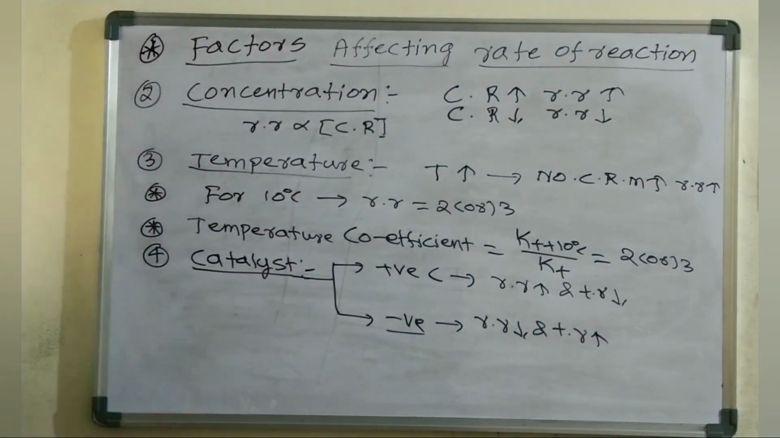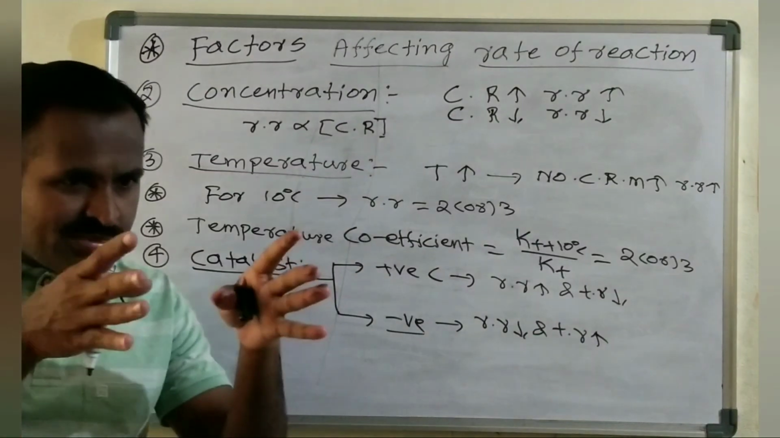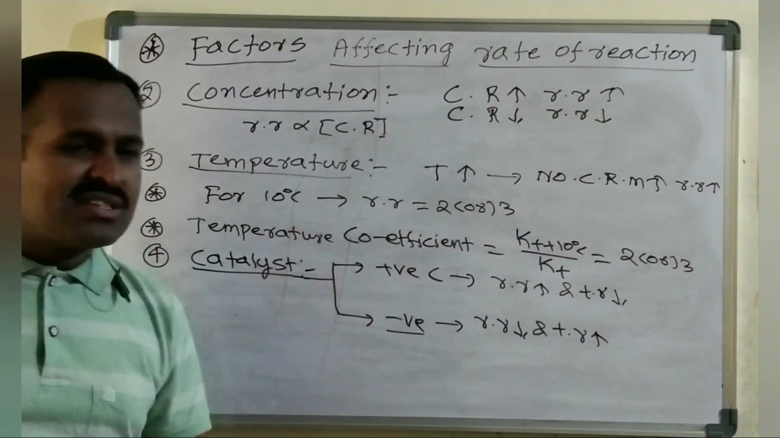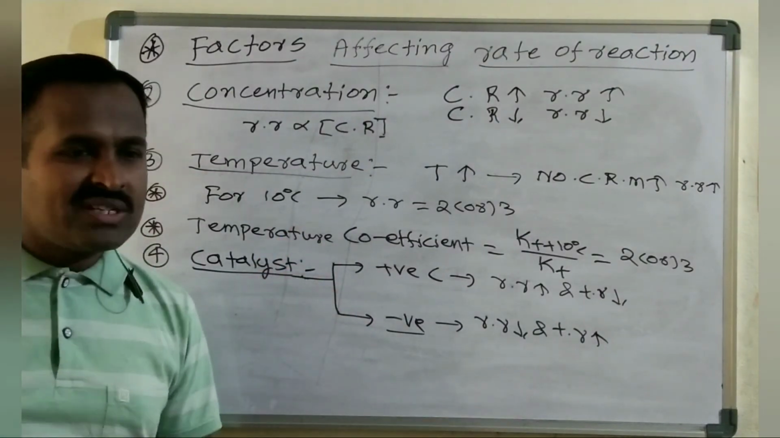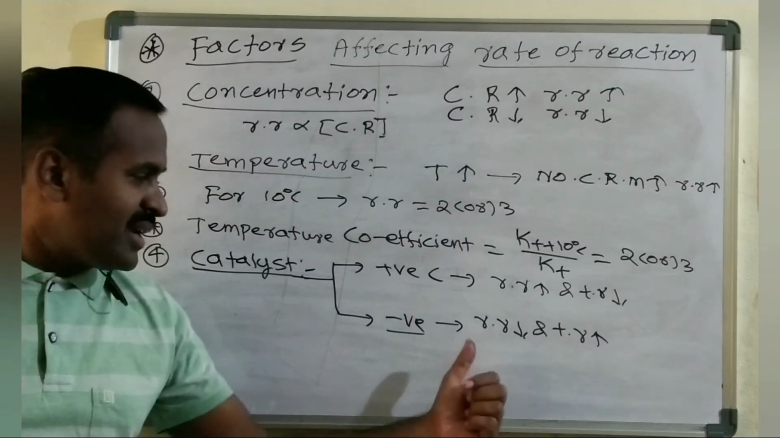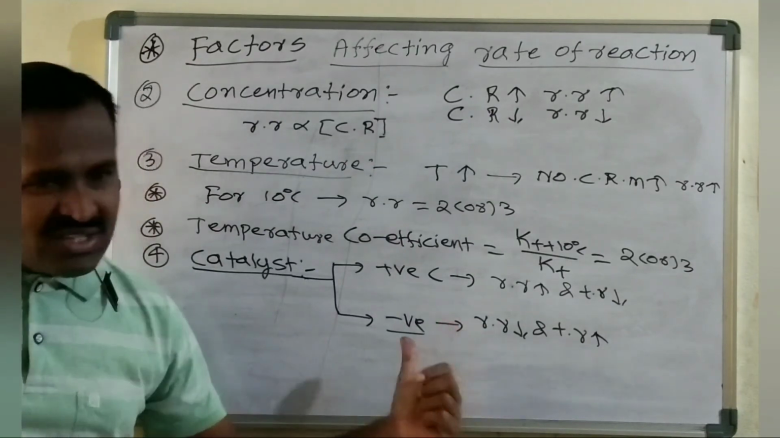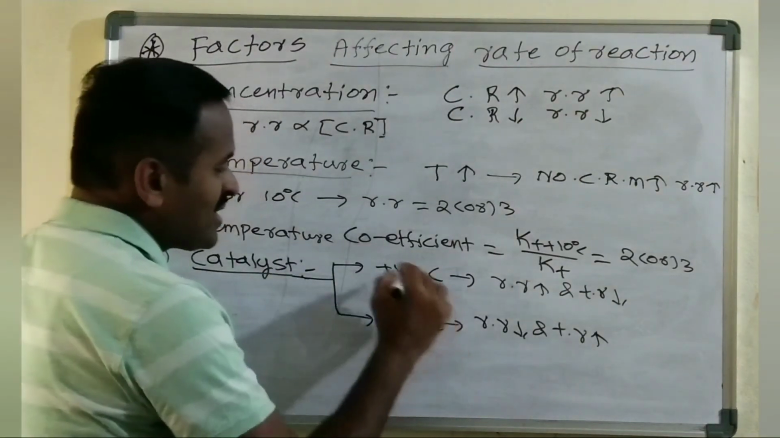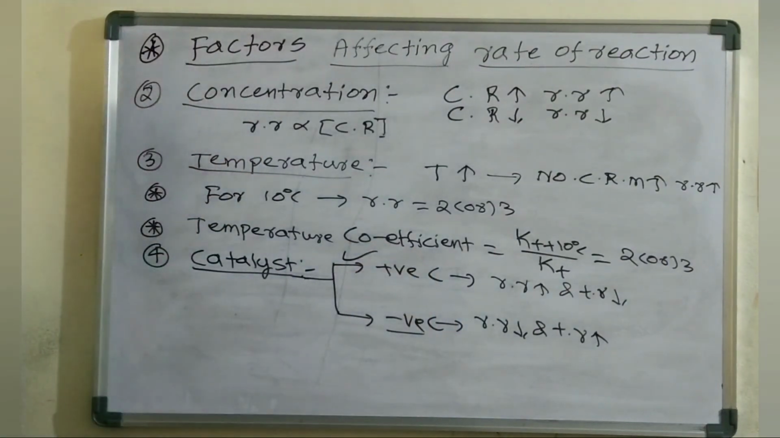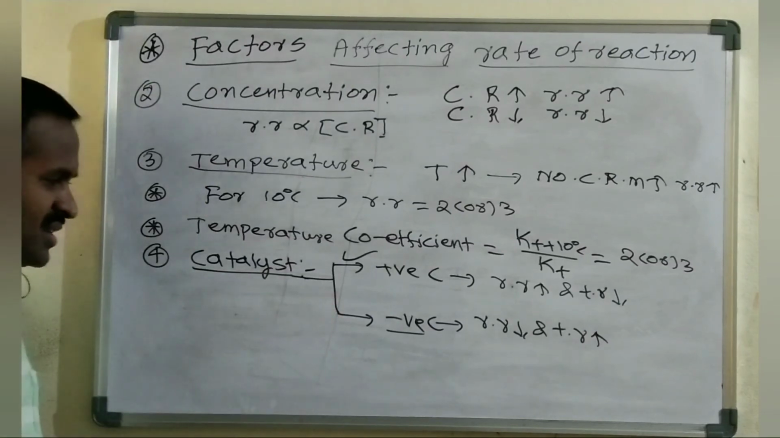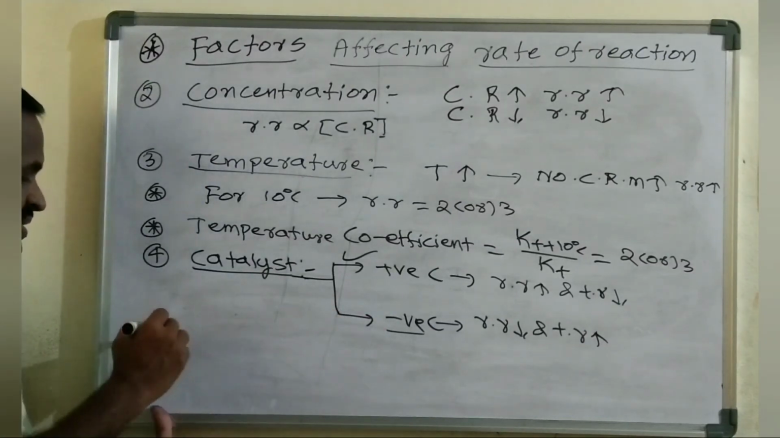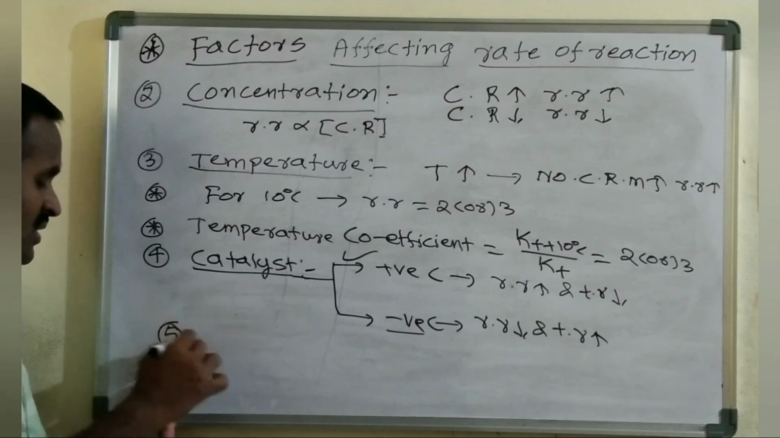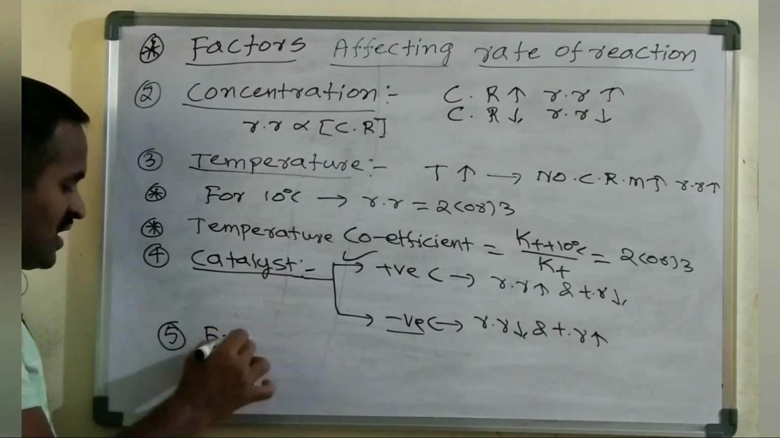In some chemical reactions we need to maintain some specific time to find out the rate of the reaction experimentally. So in such cases only, a negative catalyst can be used. Most chemical reactions prefer a positive catalyst, but very few reactions require a negative catalyst. And the next one is the fifth one, exposure of sunlight.